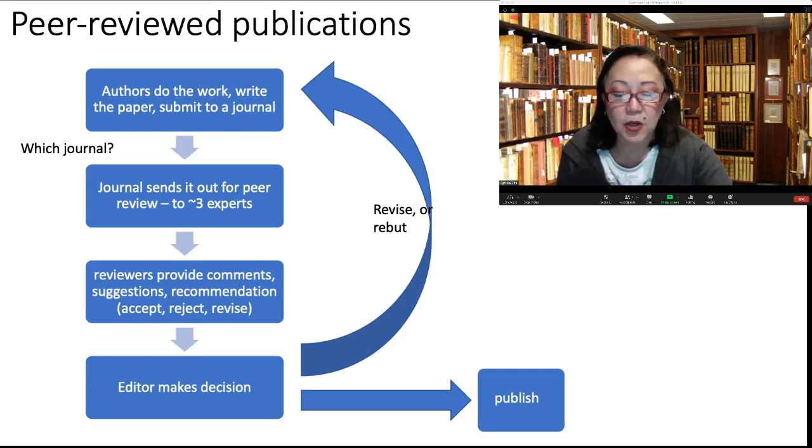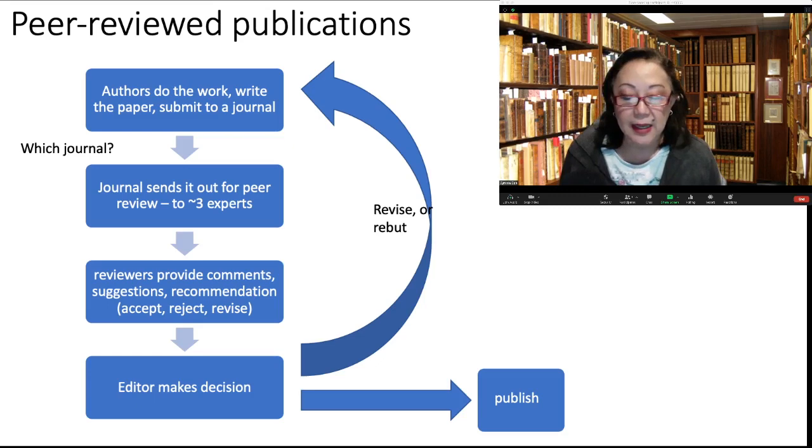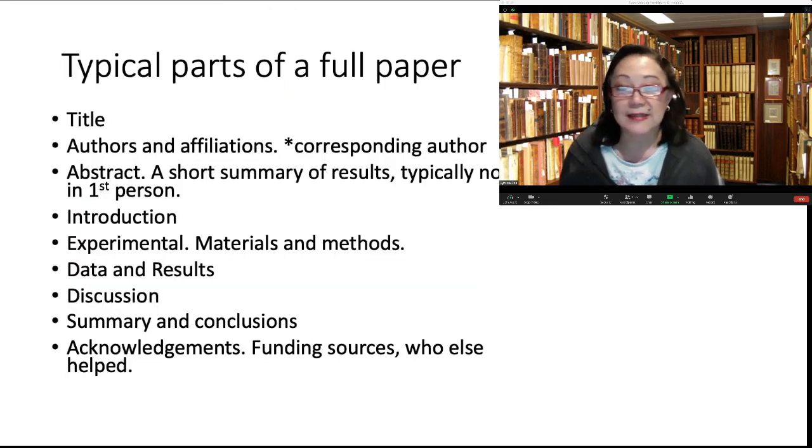Now let's talk briefly about the typical parts of a paper. First, there has to be a title. That stands to reason. You got to know what the paper is about, and that title is reasonably important because that's the first thing that attracts people's attention. Then you list the authors and the affiliations of the author.